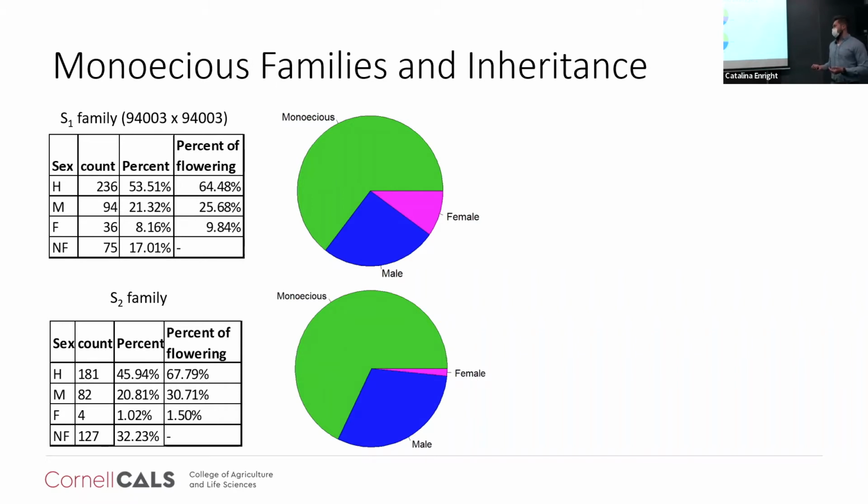And so once again, this confirms it appears to be segregating for monoecious and male. We only see a few females here, and these are likely false positives. They're likely monoecious. And so the ratio here is about 2 to 1, monoecious to male. And we collected GBS data on every individual in this S2 family.